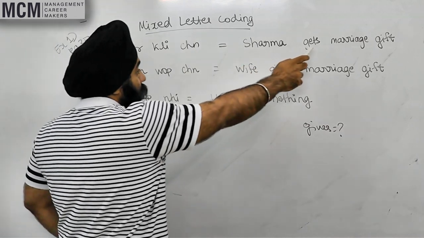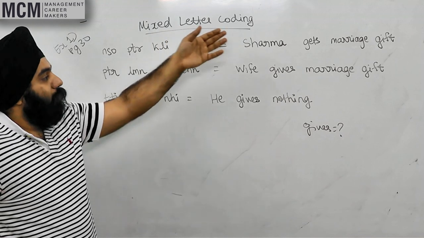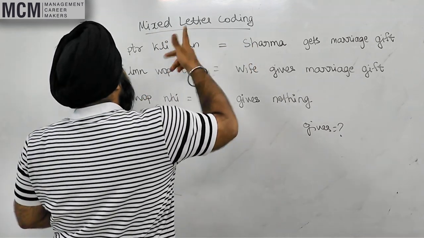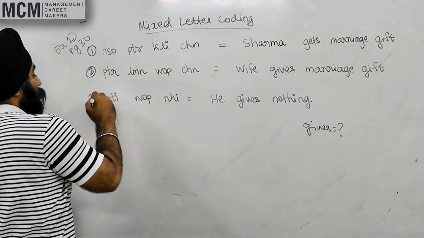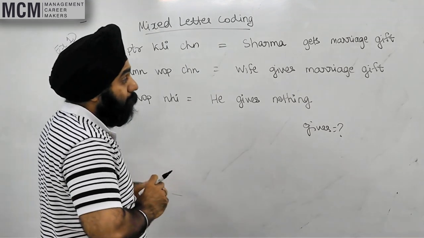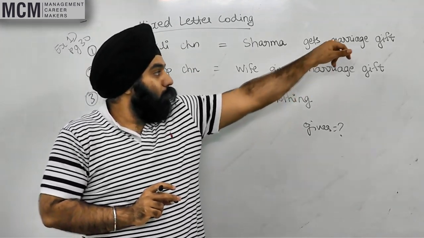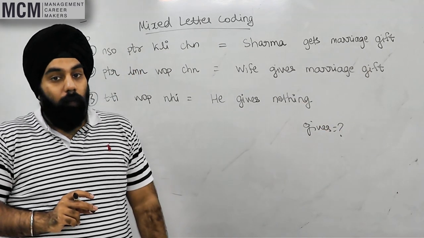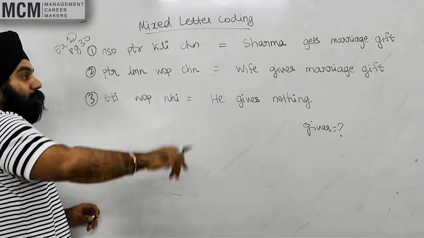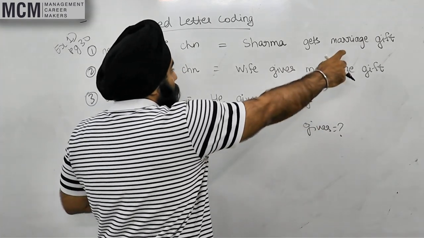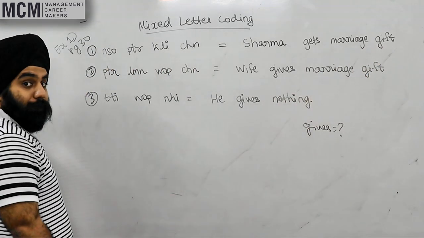Similarly, PTR does not stand for gets. How do we find out what word over here stands for what word over there? By comparing the two sentences. So we have sentence 1, 2, and 3. Let's compare sentence 1 and 2. What words are common between 1 and 2? On the right hand side, you have marriage and gift. Marriage and gift. Yes or no?